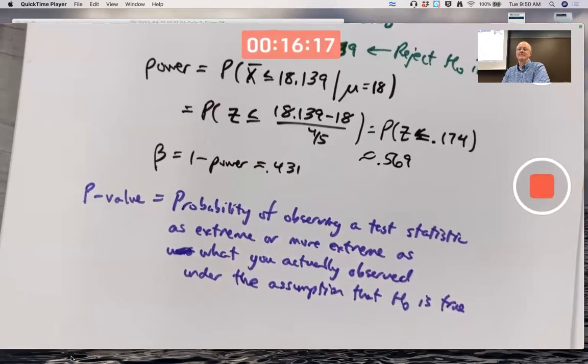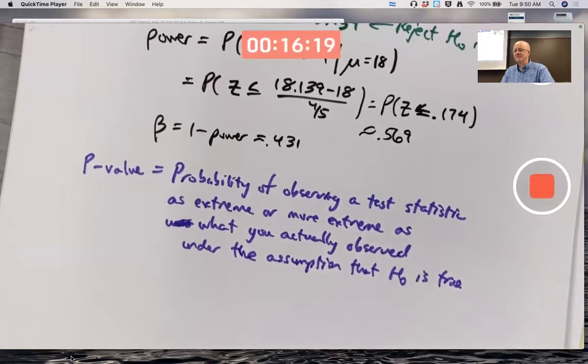How is this different than alpha? Alpha is the probability of a type 1 error, the probability of incorrectly rejecting the null if you assume the null is true. It's when you get a p-value and it happens to be less than alpha that you say, okay, I'm going to reject the null, and therefore my probability of a type 1 error is alpha. I'll say that again. Well, let's just go ahead and compute it for an example.